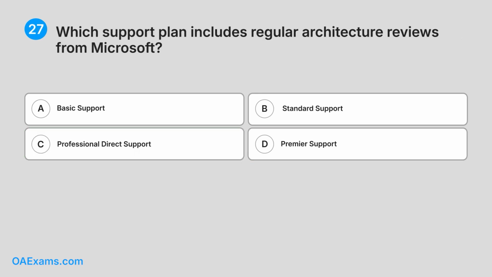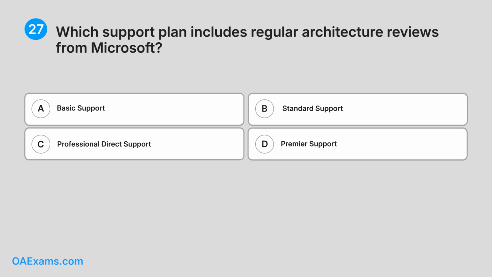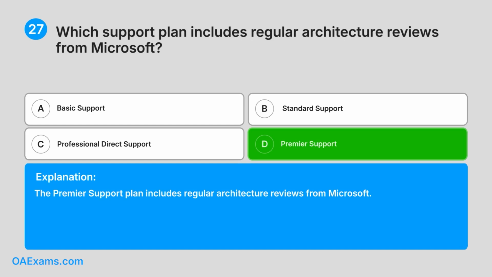27. Which support plan includes regular architecture reviews from Microsoft? A. Basic Support. B. Standard Support. C. Professional Direct Support. D. Premier Support. What do you think is the answer? Correct answer. D. Explanation. The Premier Support Plan includes regular architecture reviews from Microsoft.